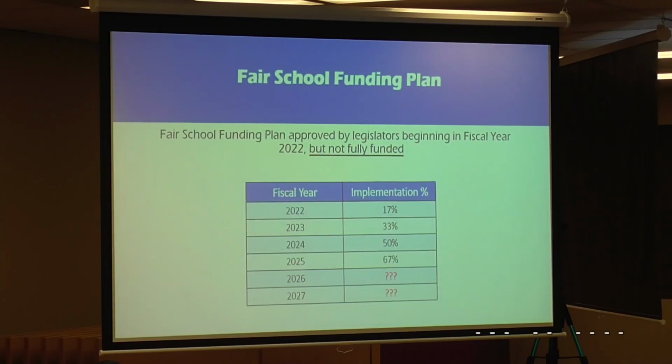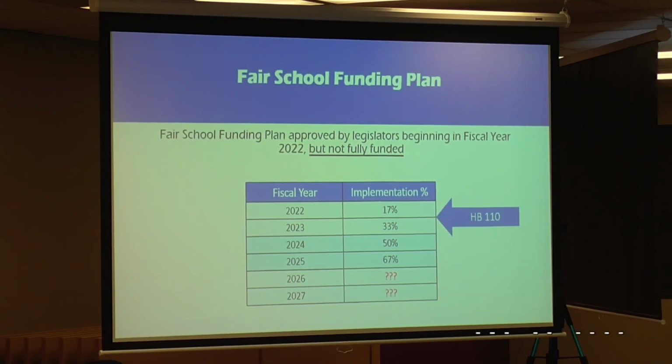They implemented it beginning in fiscal year 2022, but again, it wasn't fully funded. That was through House Bill 110. What they did was they said, okay, we'll calculate your funding and you'll receive 17% of whatever that increase is that you would be due. So Westerville, for example, was capped previously.